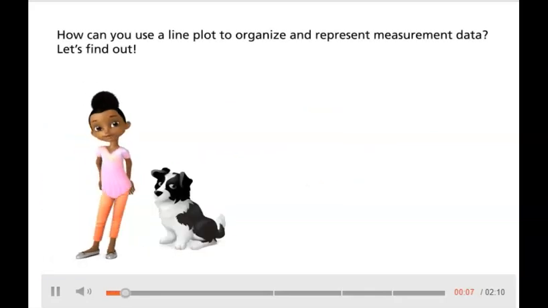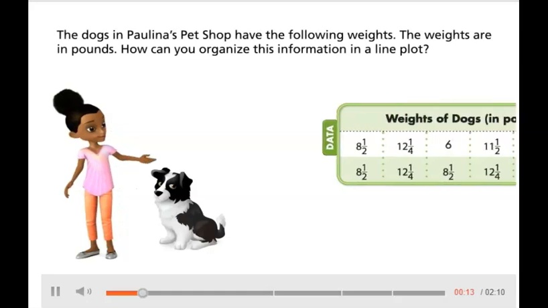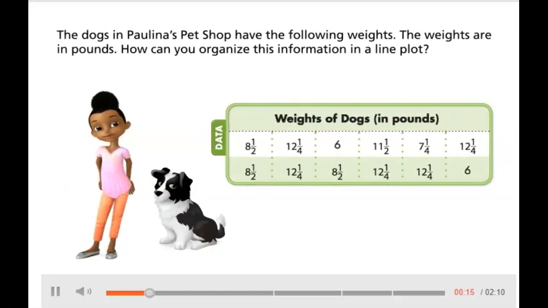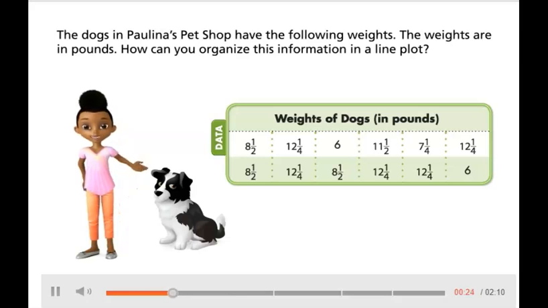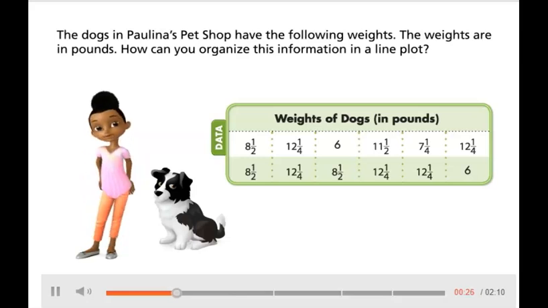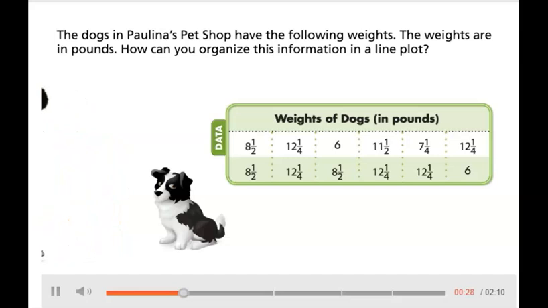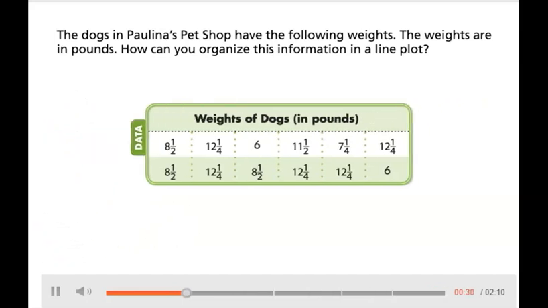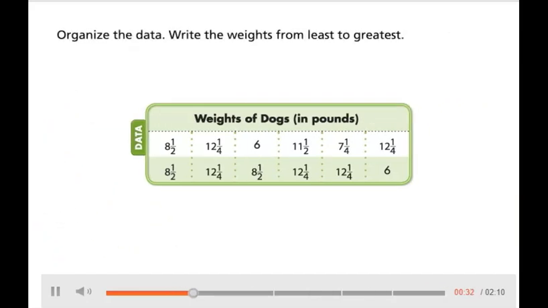How can you use a line plot to organize and represent measurement data? Let's find out. The dogs in Paulina's pet shop have the following weights. The weights are in pounds. How can you organize this information in a line plot? Measurement data that is organized is easier to use. Organize the data. Write the weights from least to greatest.